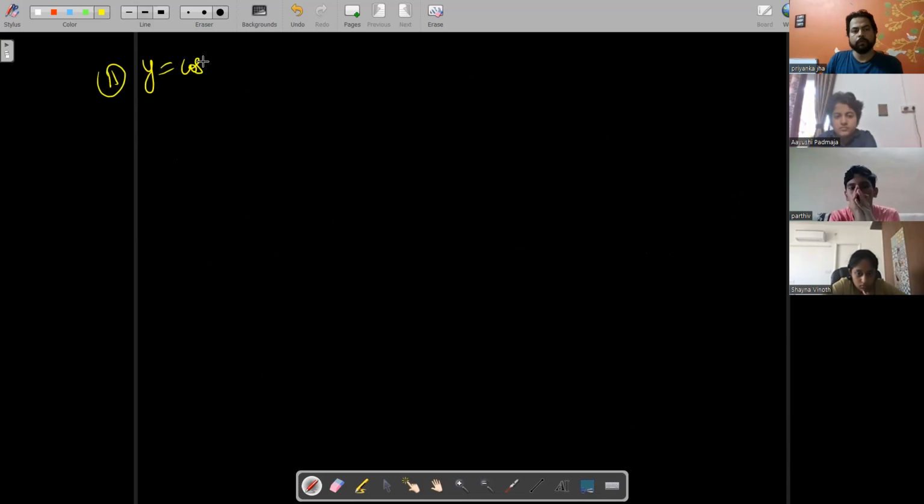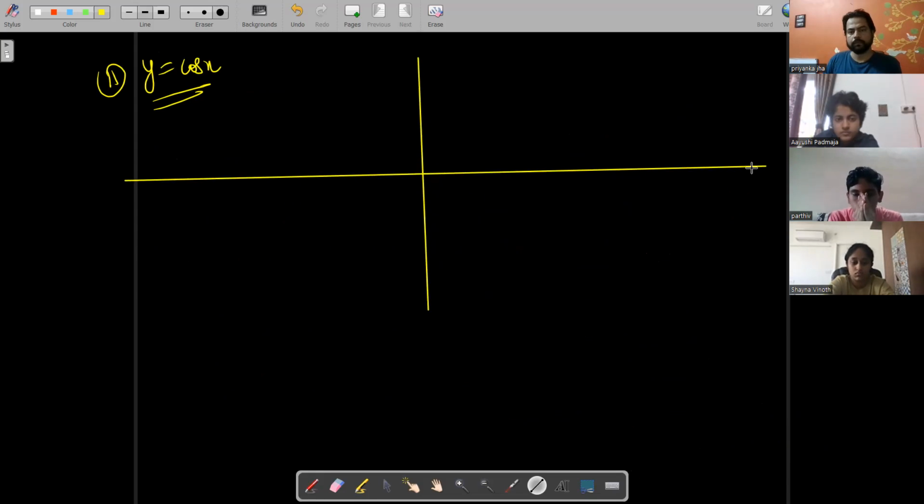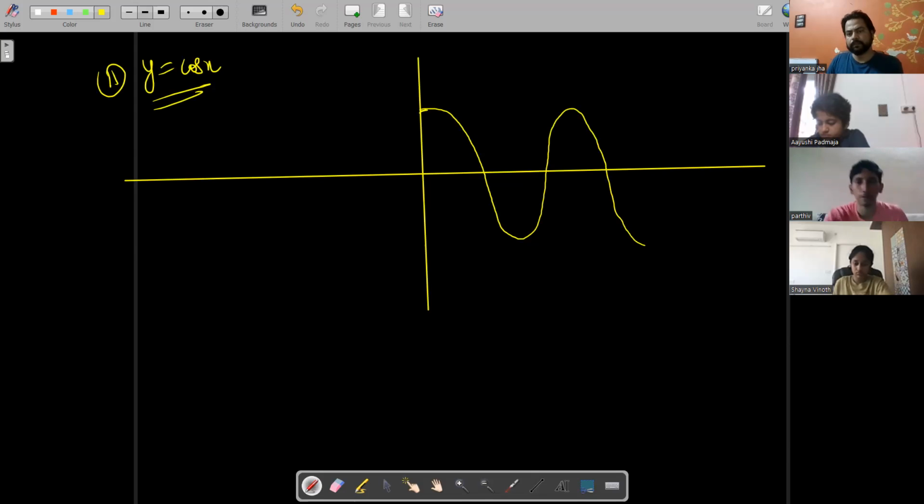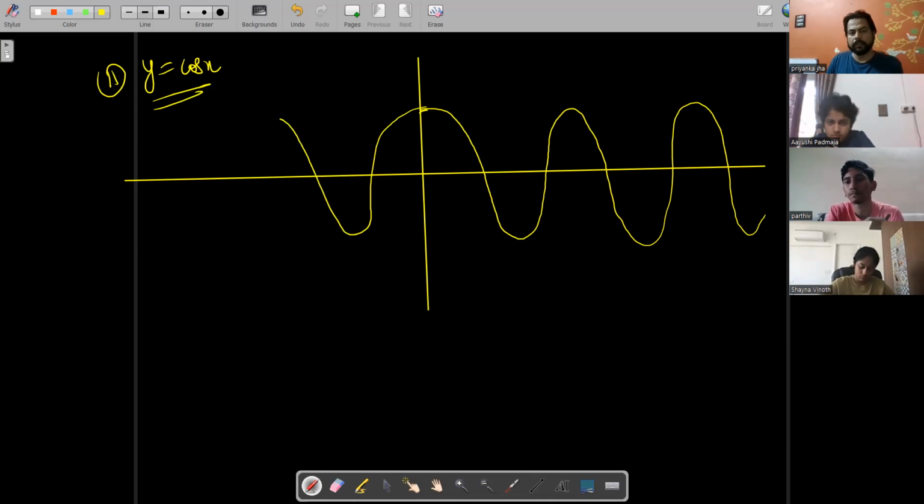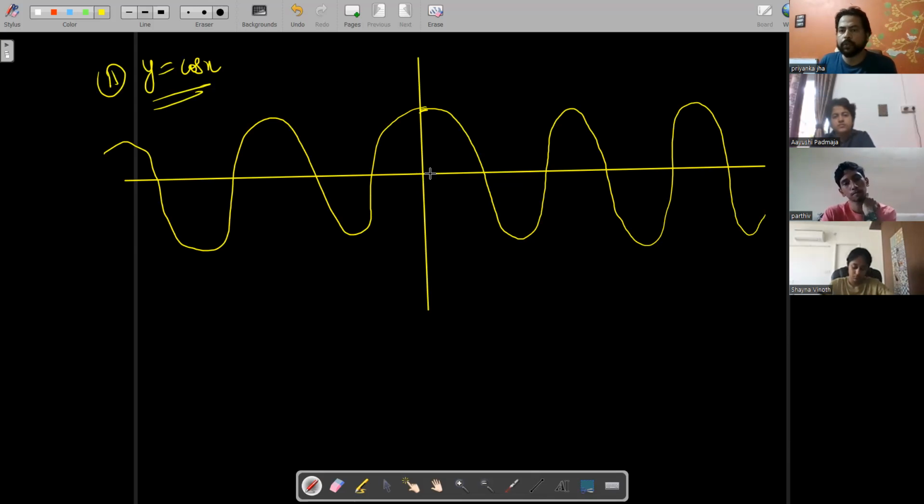Now, second point, y equal to cos x. The graph of cos x starts from here, like this, and keeps on going. You can observe one thing. Sine started from the origin. So at x equal to 0, sin x is 0, right? Sin 0 is 0. But at x equal to 0, cos takes value 1. So cos 0 is 1.